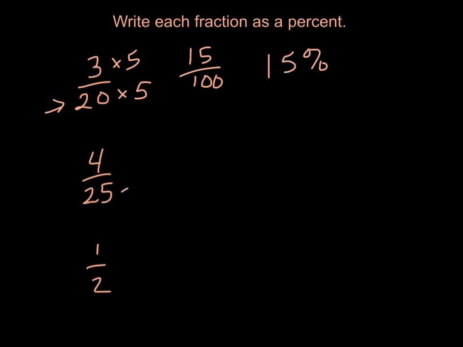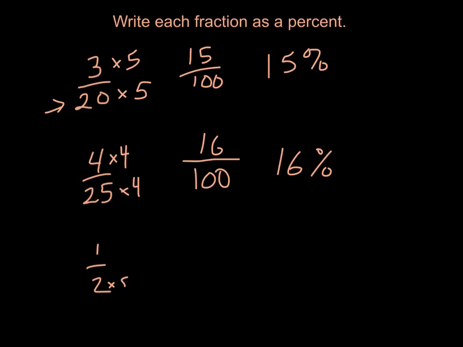Okay, and this second one here, I'm going to multiply both by 4, because I know 25 times 4 is 100, and now 4 times 4 is 16, so that would be 16%. And 1/2, multiply them both by 50, and I'm going to get 50 over 100, which would be 50%.